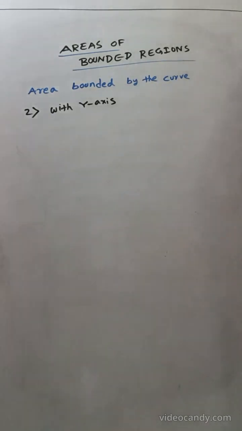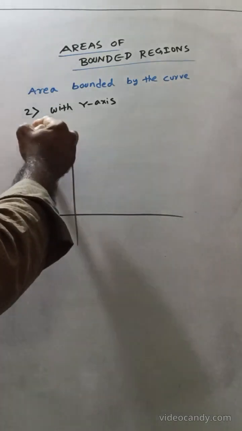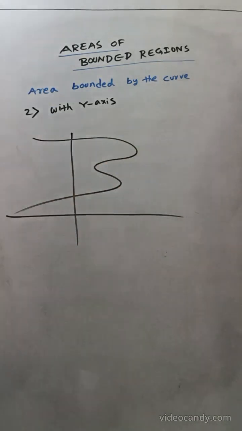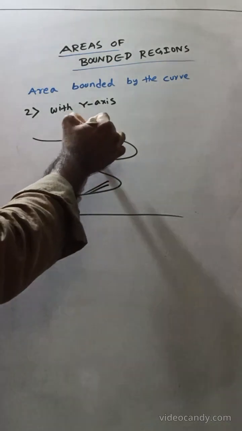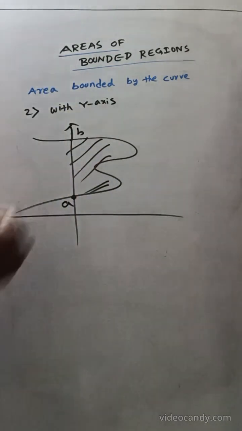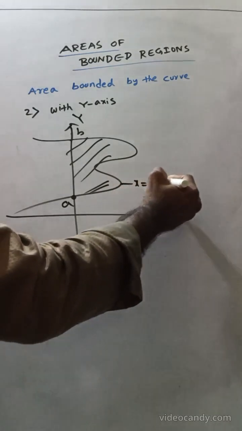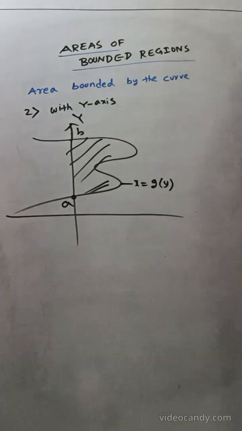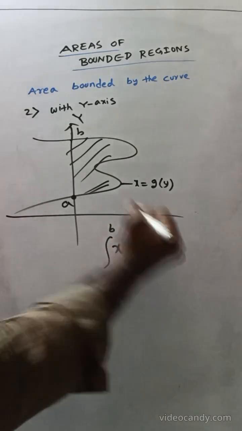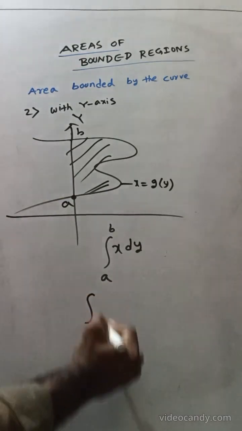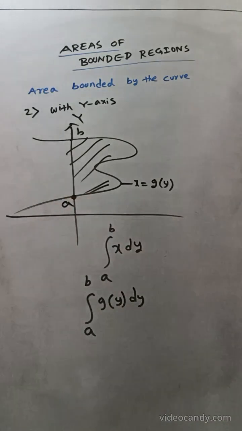Now with the y-axis, again you can see, suppose the curve is intersecting the y-axis. So this is the area I need to find here. This is the curve meeting the y-axis at A and B. So this is the y-axis, right? A and B. So what should I do? This curve is nothing but x equal to g of y. Now the area is what? From A to B, x into dy. What is the x? Integration A to B, g of y dy is the formula for this.